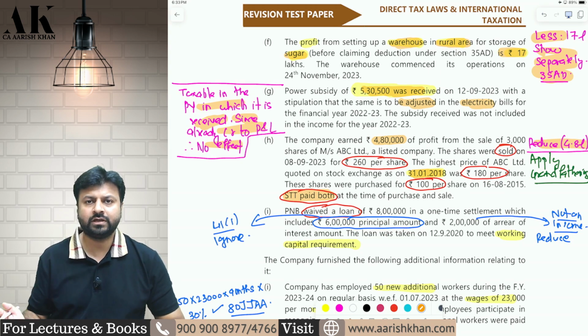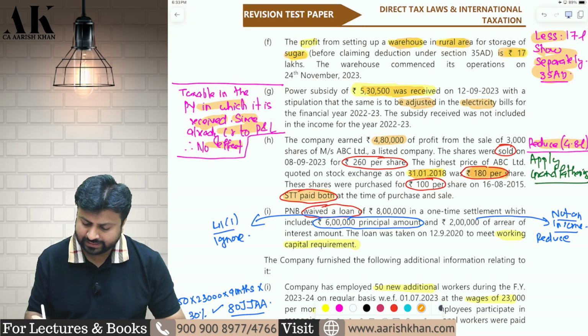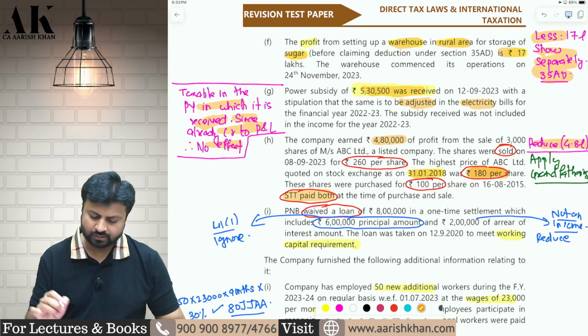Now, how to take the FMV on 31st Jan? It will be the highest price. Whatever is the highest price on 31st Jan, that will become the FMV. Okay. So accordingly, you do that.